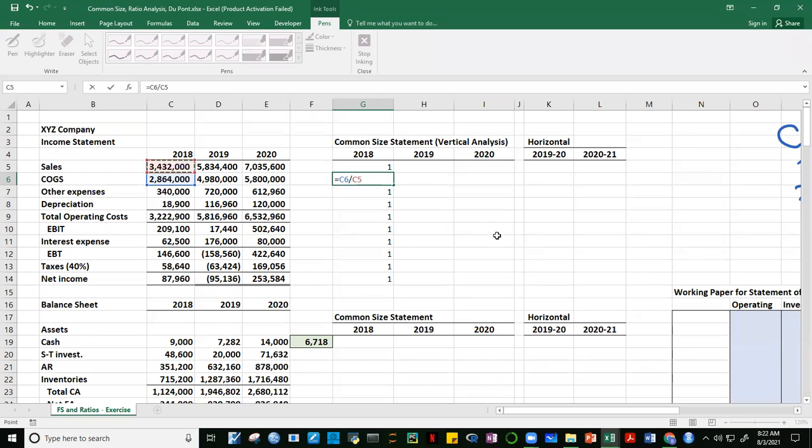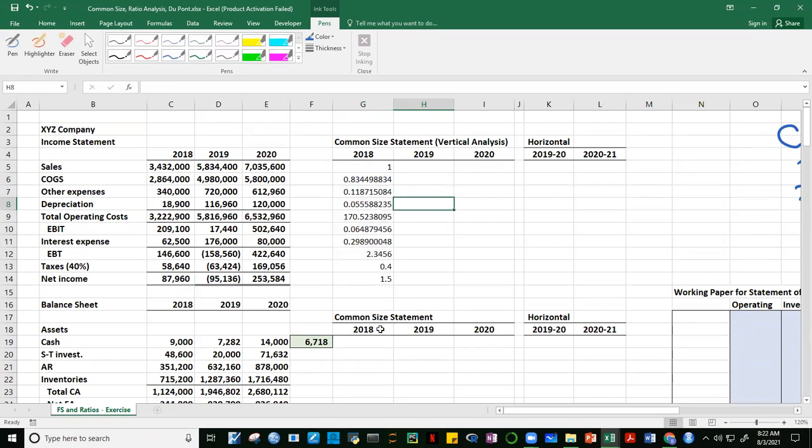Okay? But we cannot copy this, because C5 will also go down, it will become C6 too. And besides, guys, in a common size statement, since sales is the biggest amount here, sales is 100%, and the rest should be less than 1. There is no amount here that is higher than sales. Sales will always be the highest. So if we copy the formula, everything should be a percentage of sales.